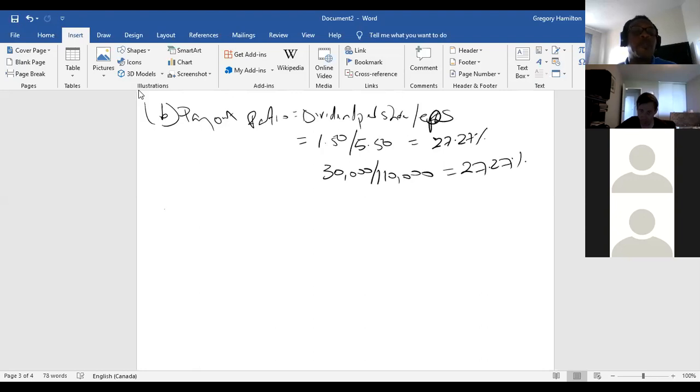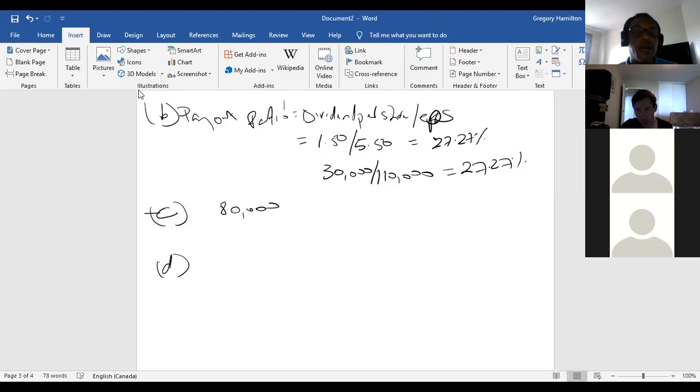As for part C, it asks what's the increase in retained earnings. And we have already found that number when we did the statement. We said that the increase in retained earnings was 80,000.